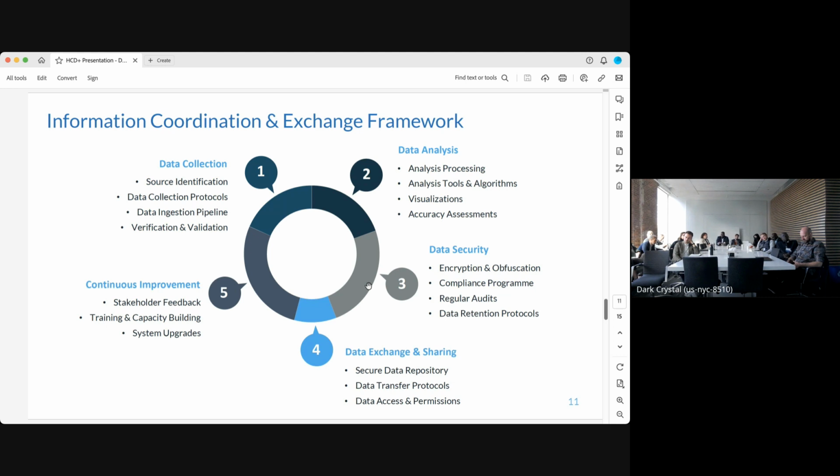Now, in terms of exchanging and sharing, which we think is key, because we're designing the system so that the data is not used solely on our platform, but also enabling other platforms to access it. So things around API access, secure data repositories, and also data transfer protocols are being factored in there.